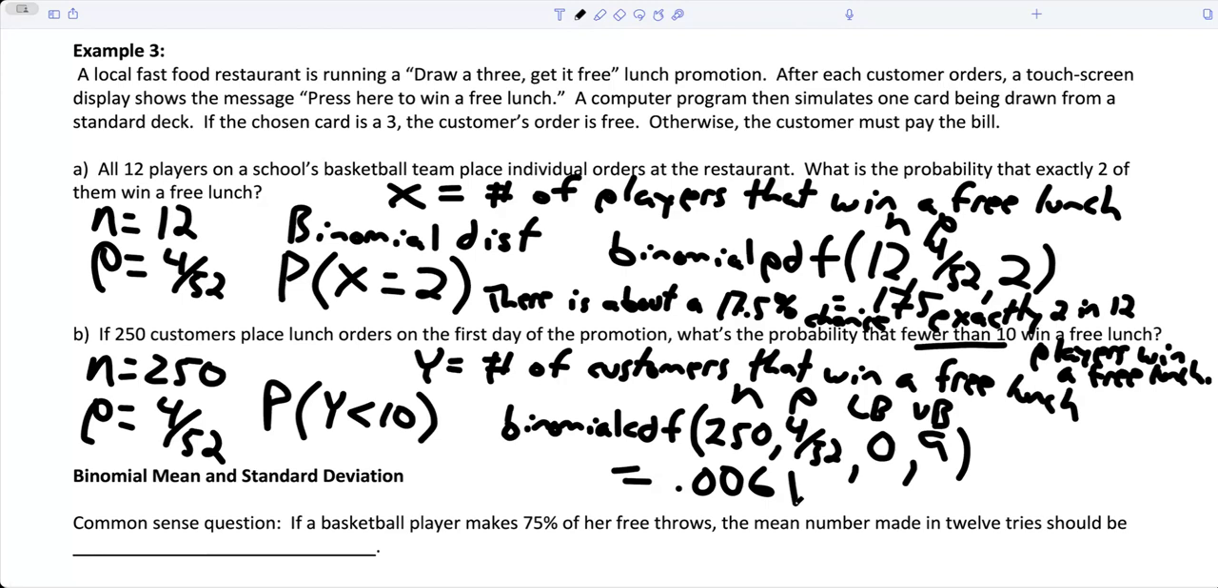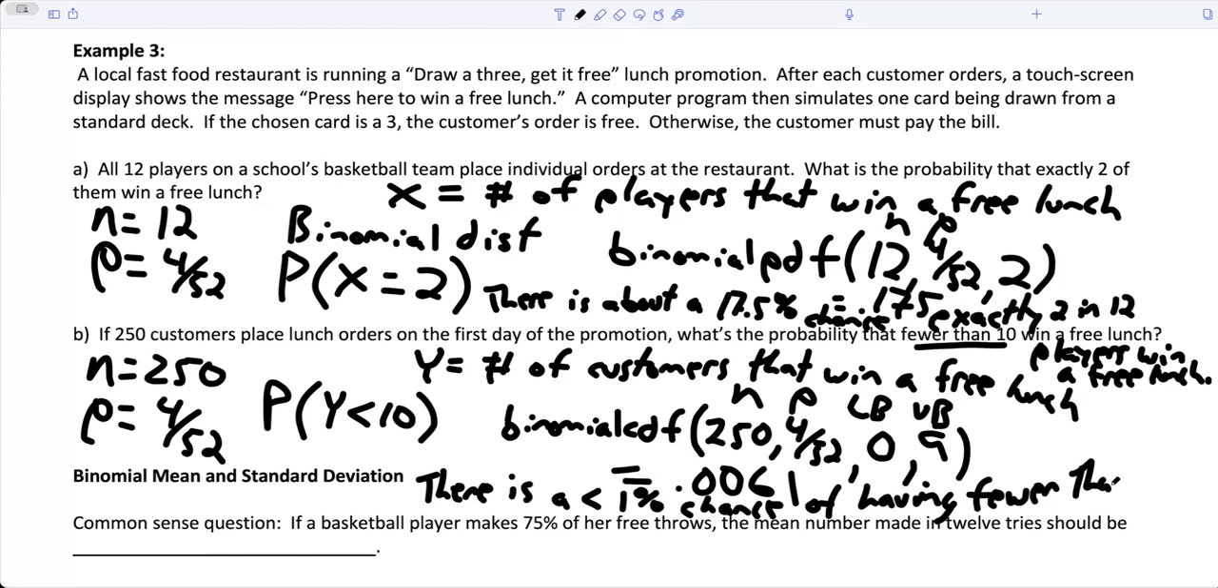So let's write a concluding statement. You can say there is a less than 1% chance of having fewer than 10 win a free lunch.